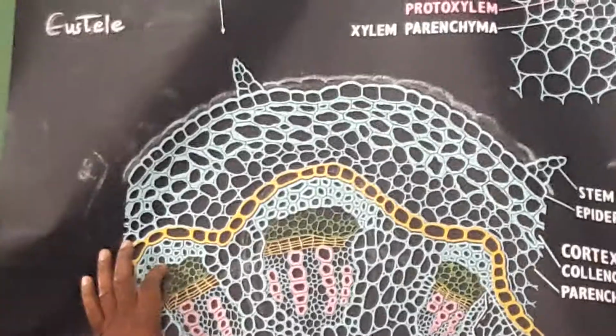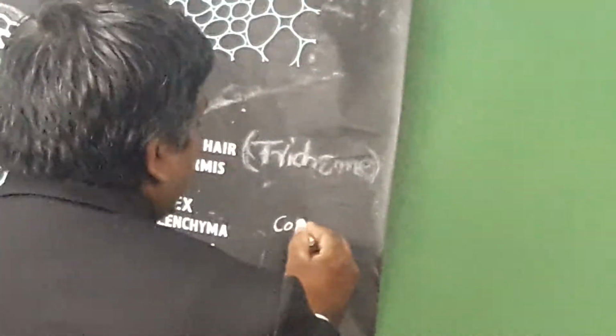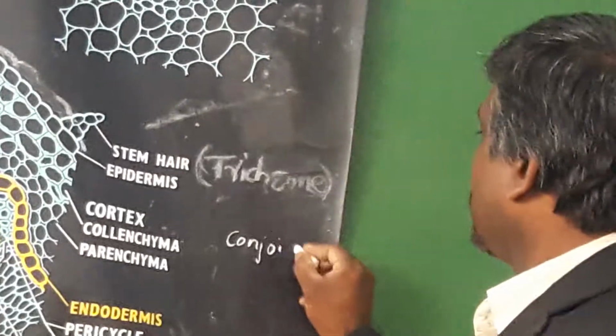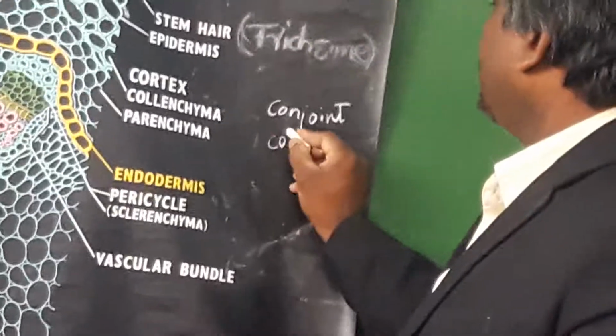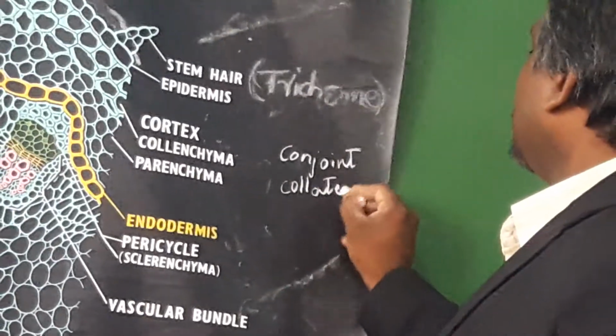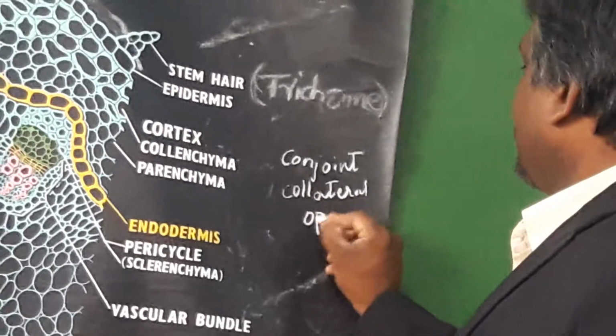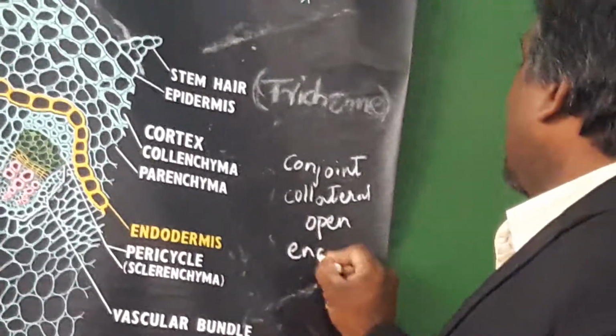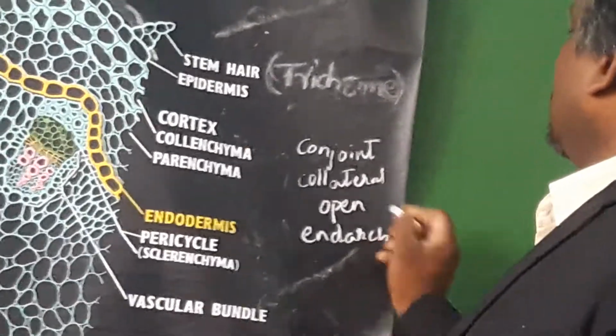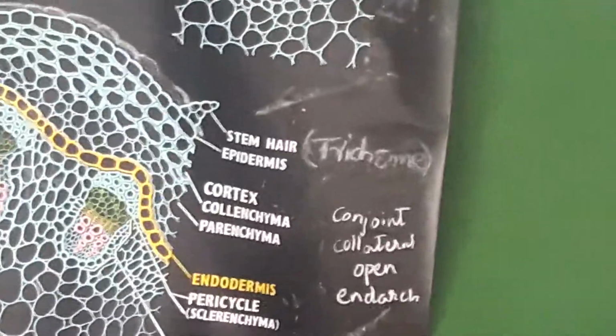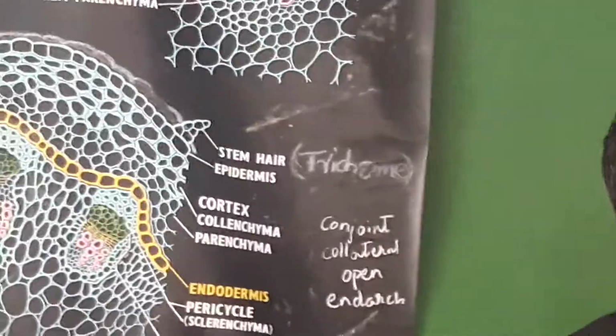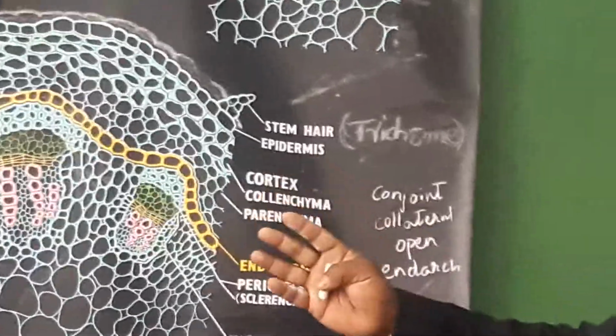Then the vascular bundle. What type of vascular bundle is it? Conjoined, collateral, open or closed? Open, endarch. Conjoined, collateral, open and endarch. Conjoined because xylem and phloem are present in a single patch. Collateral because xylem is towards the pith, and phloem is towards the periphery or towards the endodermal layer.